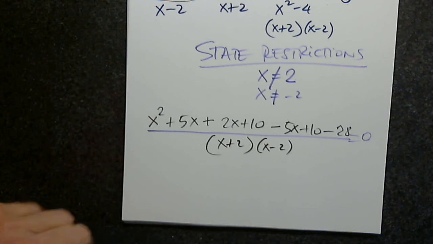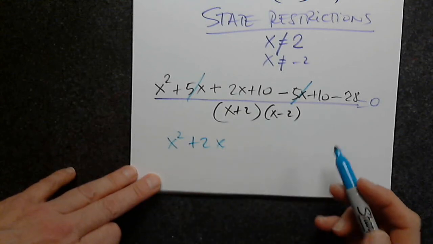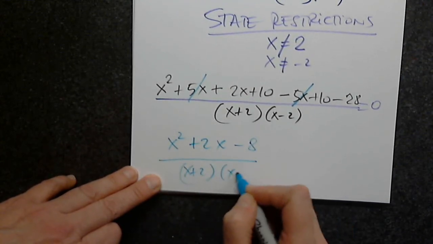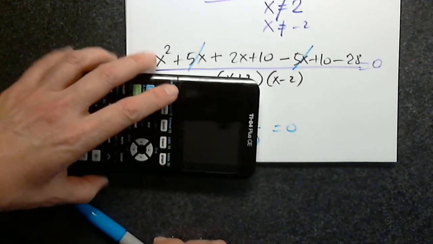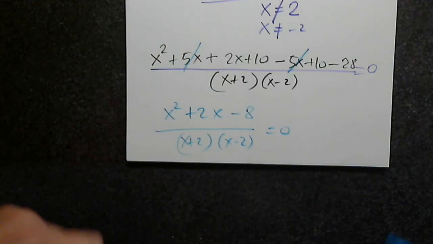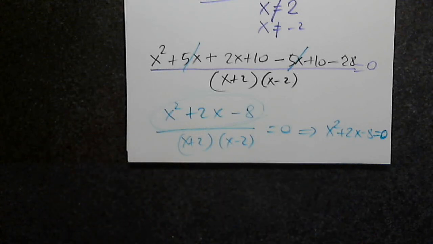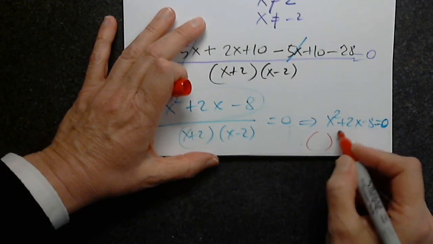Combine like terms: x squared, the negative 5x with the positive 5x, positive 2x, and negative 28 plus 20 is negative 8, divided by x plus 2, x minus 2, equals 0. When is a fraction 0? Excellent. So therefore, x squared plus 2x minus 8 must be 0. A fraction is 0 only when the numerator is 0. Or you can cross multiply, of course, because now this is a proportion, which will give you the exact same thing. Good. I know how to factor this.